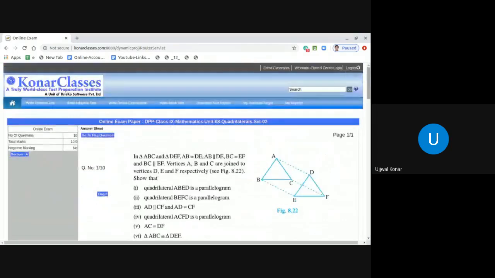So, dear students, with this we are done with the properties of the parallelogram. In the next session, we are going to discuss the other properties, that is, the properties of the midpoint theorem, in the next class. And with this, I would like to conclude the class for today, unless you have any specific question for me.